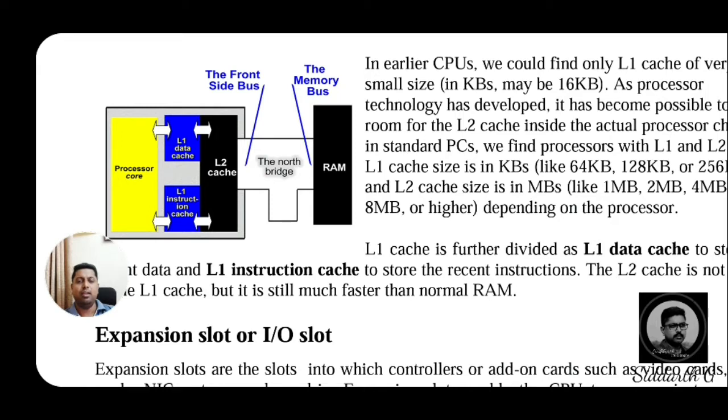You should explain what the cache memory does, what all the levels of the cache memory are, and what the maximum capacities of the levels are. If you explain that, that's enough for the 3 marks question.